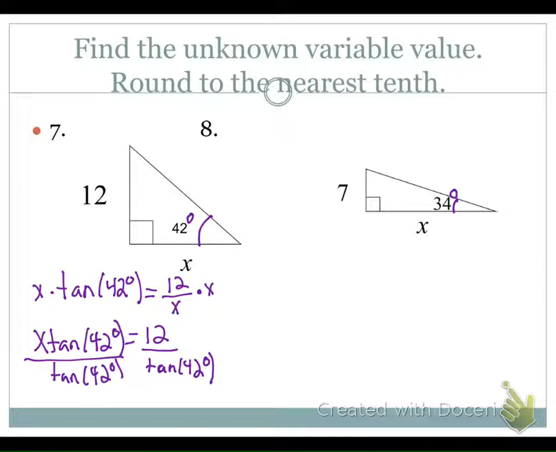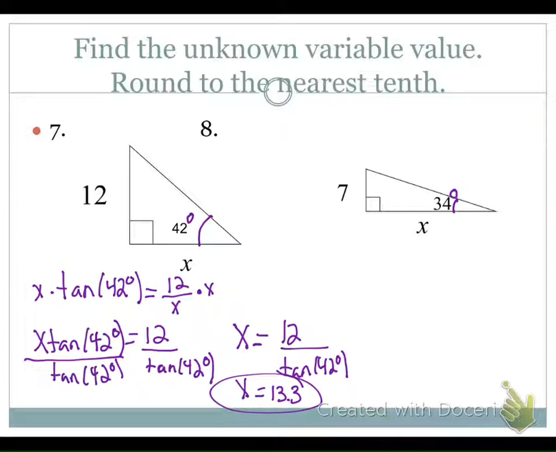Okay, so now what you're going to put in your calculator is going to read x equals 12 divided by tangent of 42 degrees, close parenthesis. So when you do that, you're going to get x equals 13.3.